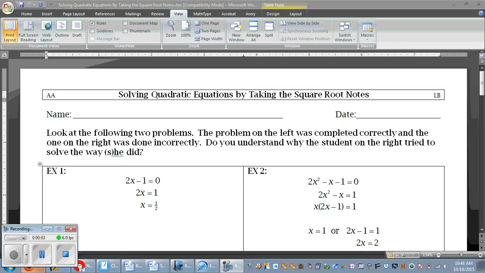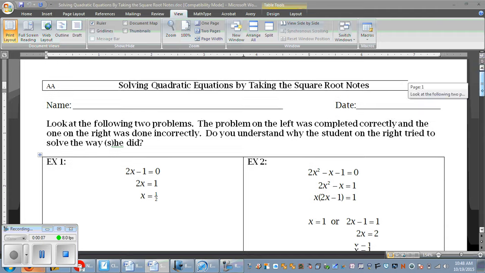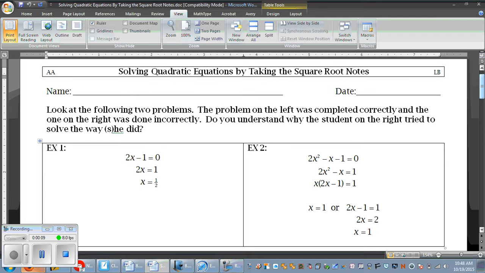Okay, these are your solving quadratic equations by taking the square root notes. And hopefully what you notice throughout this lesson is that it's very similar to when we solved the absolute value problems. The goal is to isolate the variable.